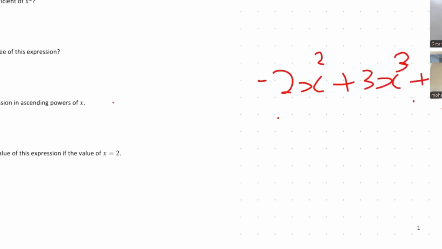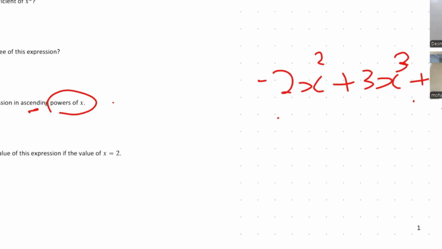Do you know the ascending order? Yes. Can you tell me what it is? Like 1, 2, starting from the smallest to the biggest. But in this case, they are saying do the same thing, but focus on the powers of x. So I'll do x squared, then x cubed. Basically, that's what you have. It's already in ascending order, okay?